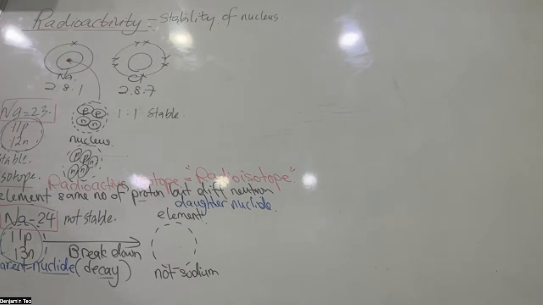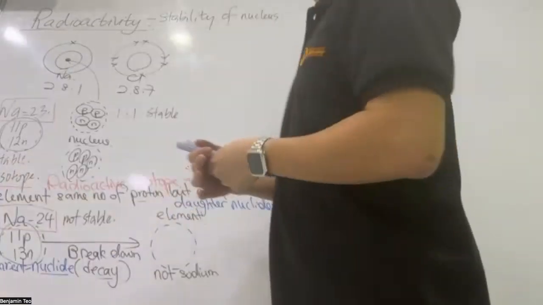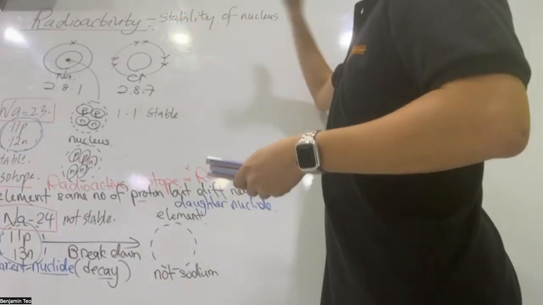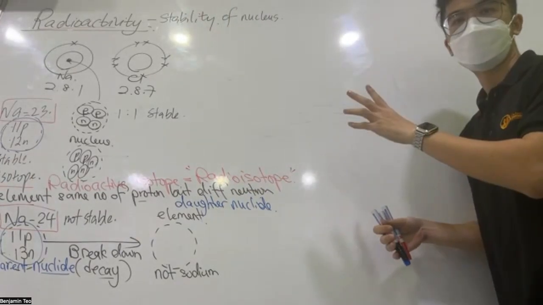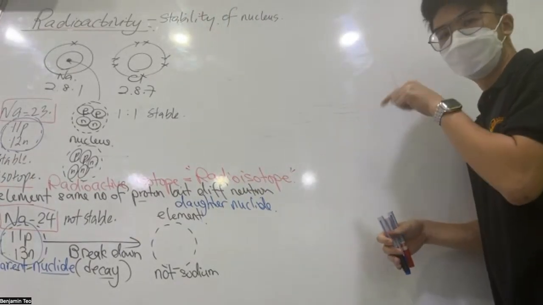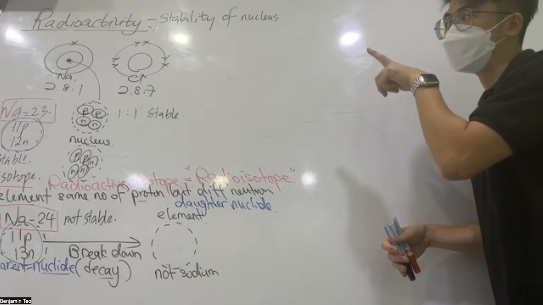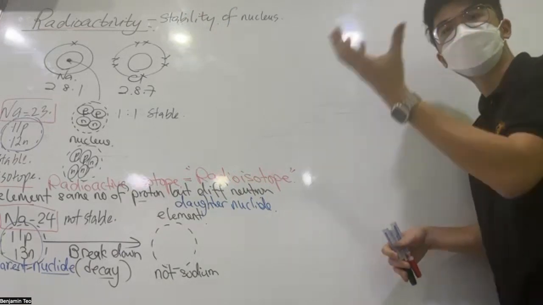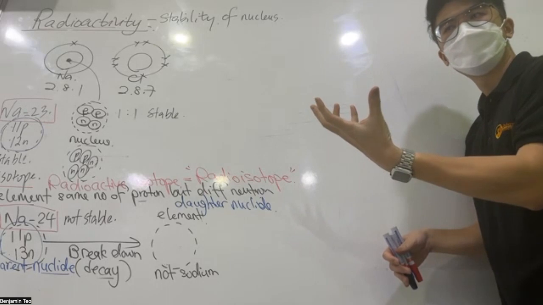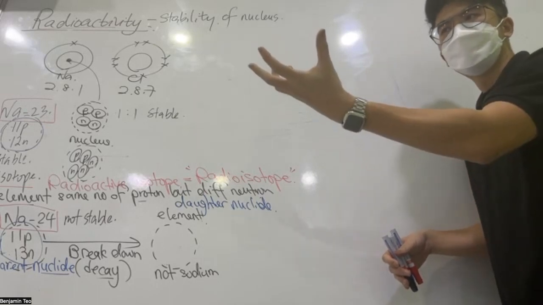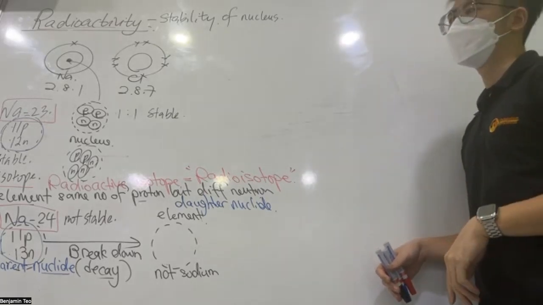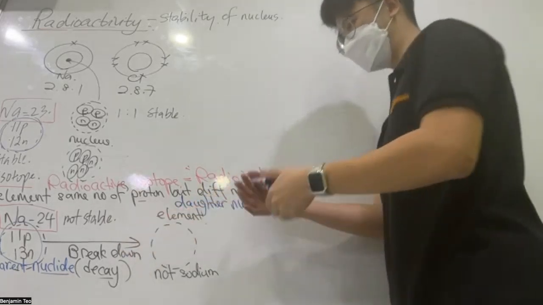Okay, so radioactivity is what again? Stability is the study of stability of nucleus. That is the first part. Okay, now you know what is the meaning of radioactivity. What does it mean when I say something is radioactive? This is radioactive. This is unstable. Okay, this one we continue now.